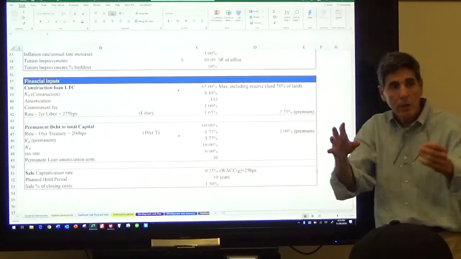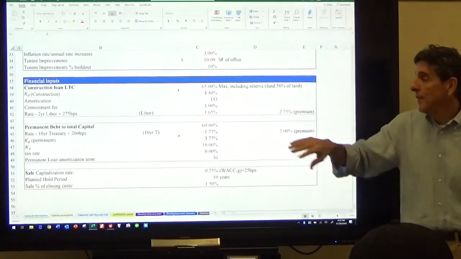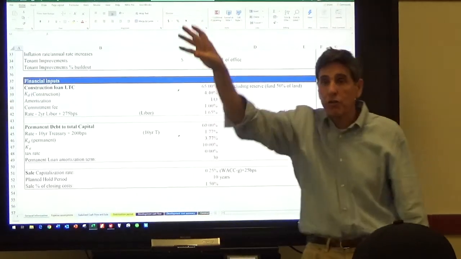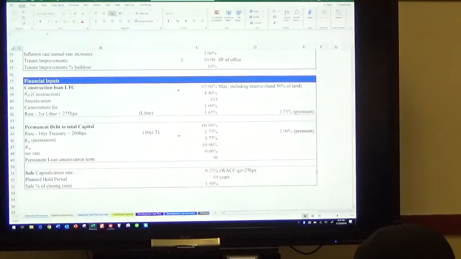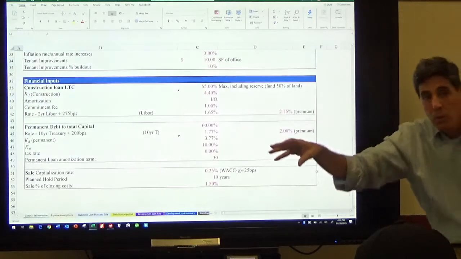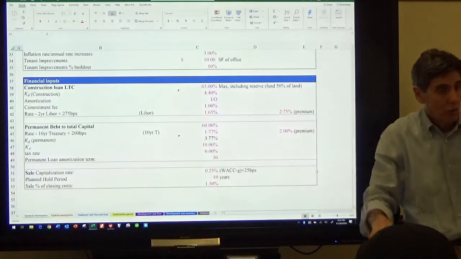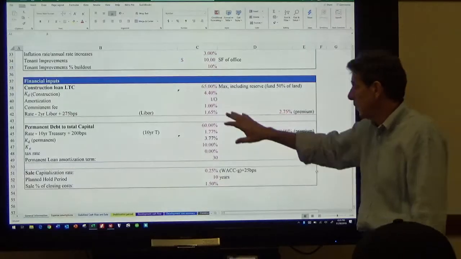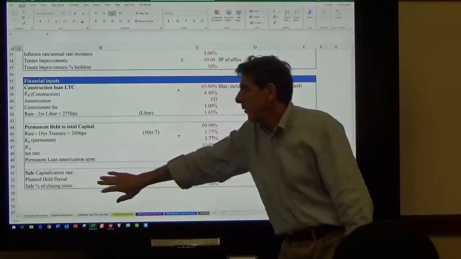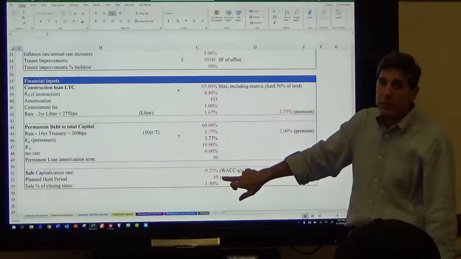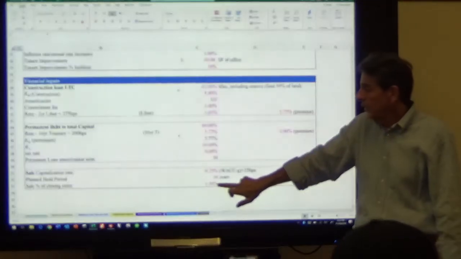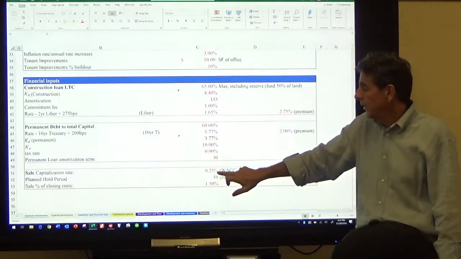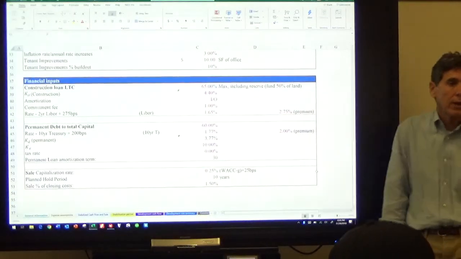Trying to make things easy, but understand that if you're transitioning in a development budget from a pure construction loan to pure permanent financing, you're going to have fees for both and closing costs for both, and you may have commitment fees for both. And then a sale: how long am I going to hold it? What percentage of costs am I going to have? And at what cap rate should I sell it?